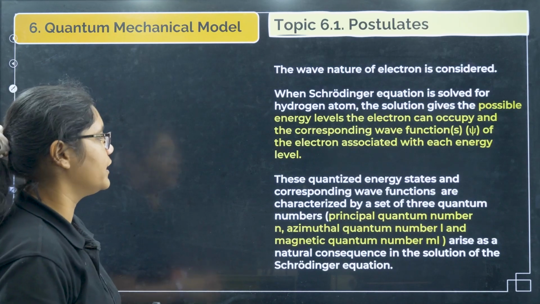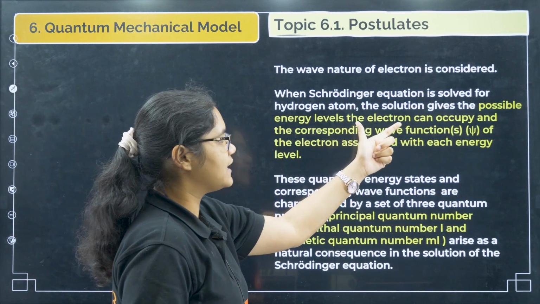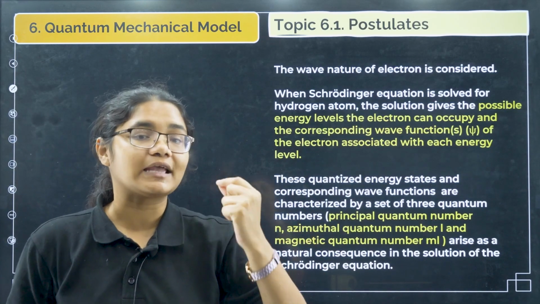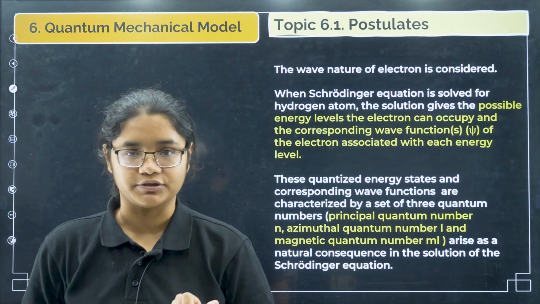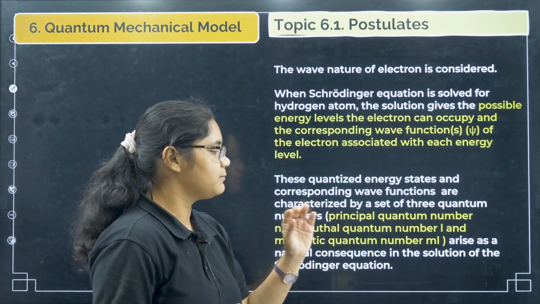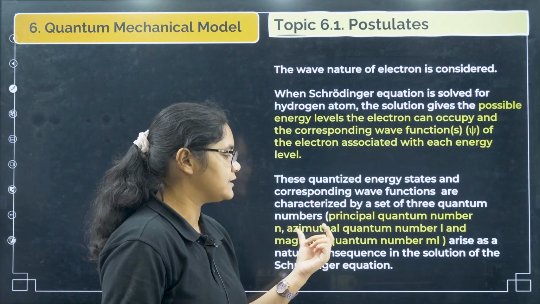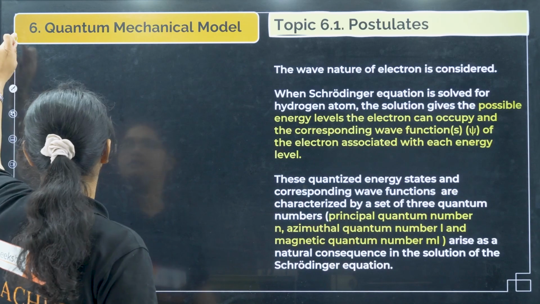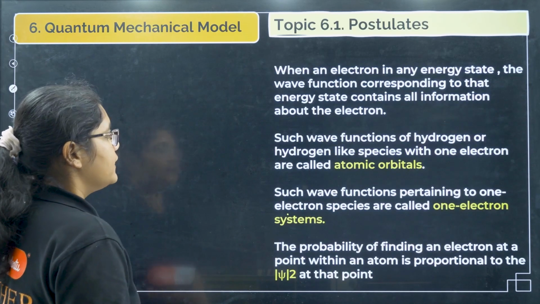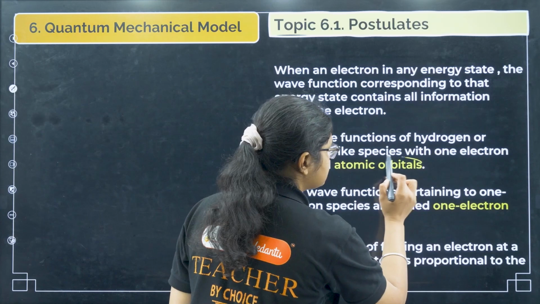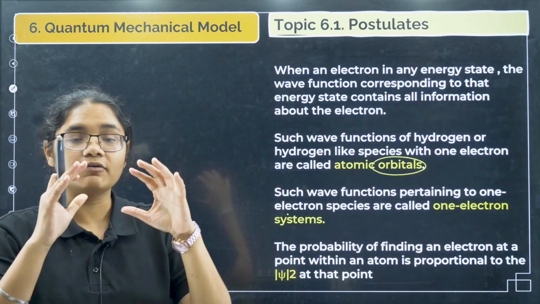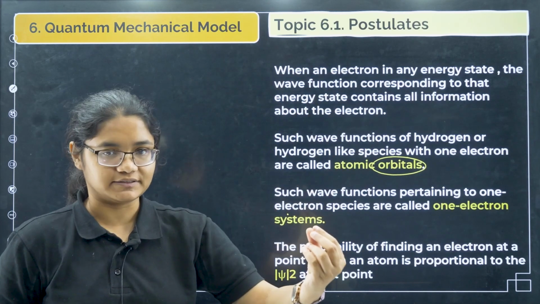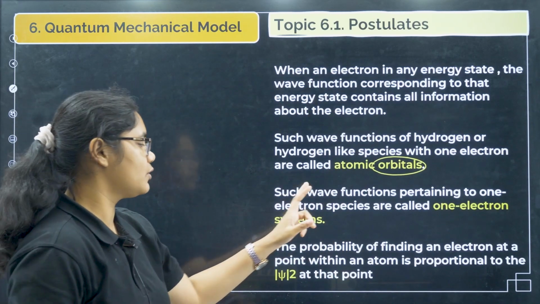Postulates of the quantum mechanical model. Here the possible energy levels the electron can occupy correspond to the wave function. So those areas where the electrons can be found are denoted by the wave function. And the position of an electron can be given by quantum numbers, that is, the principal quantum number, azimuthal quantum number and magnetic quantum number. So these three numbers can determine the position of an electron. Next, electrons are not present in orbits, they are present in orbitals, and an orbital is a well-defined space, but not a path. In this given space electrons can be present. That space is called an orbital.